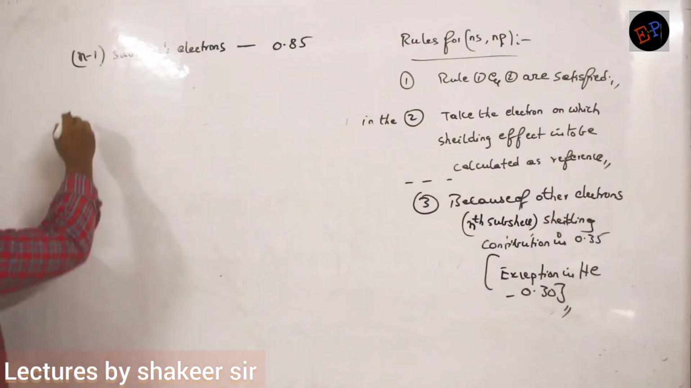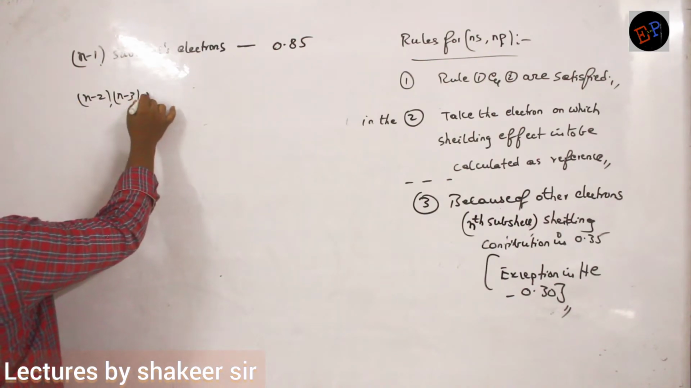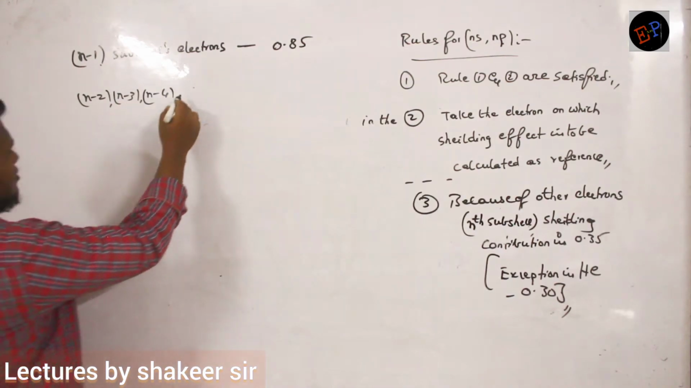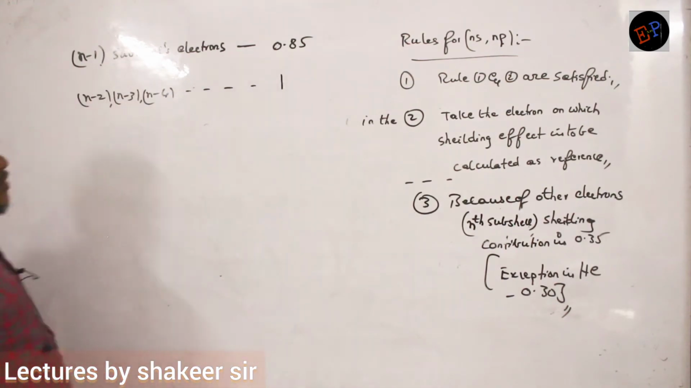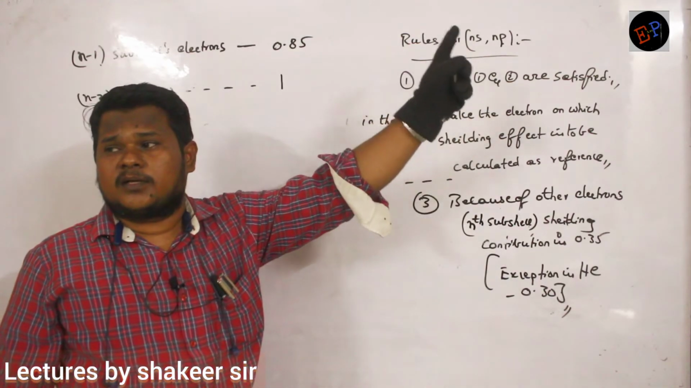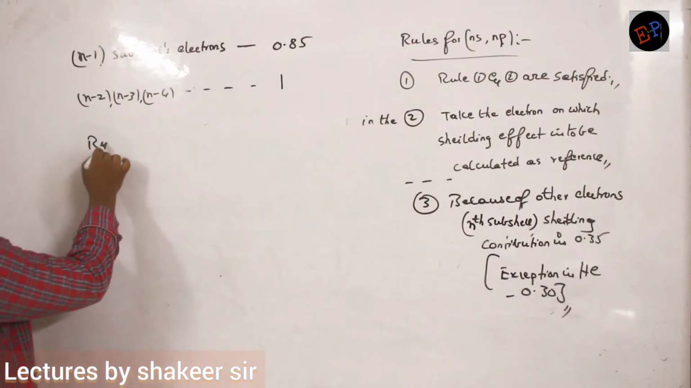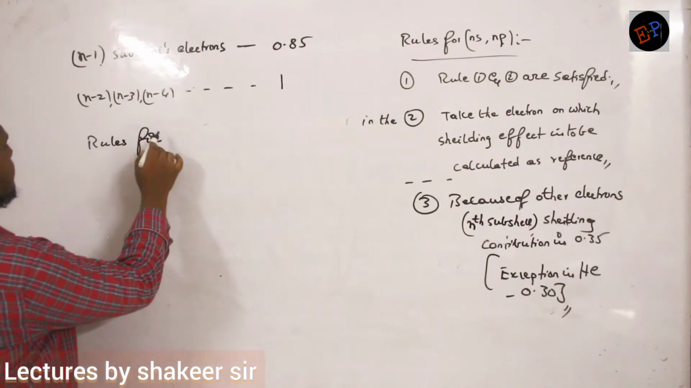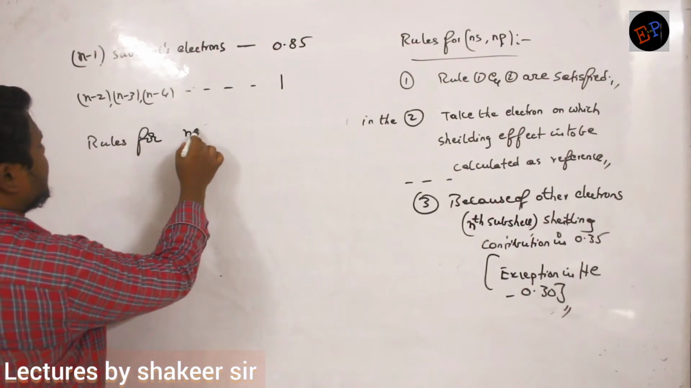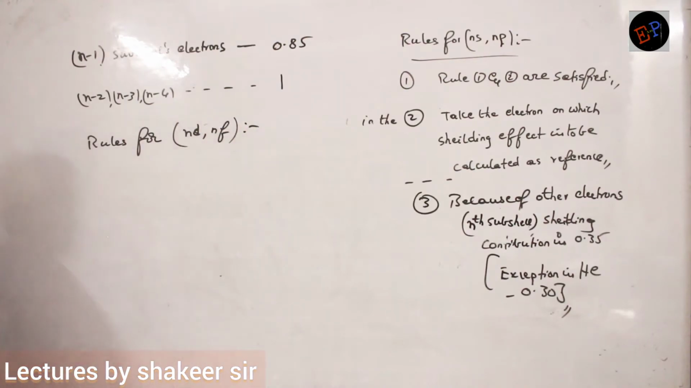0.85. Clear? And then n minus 2, n minus 3, n minus 4, whatever it may be, all the innermost electrons will have a contribution of 1. So these are the rules for which electrons? Electrons present in ns and np only. Now I will write the rules for nd and nf. Rules for nd and nf.